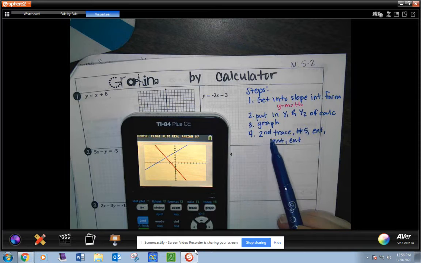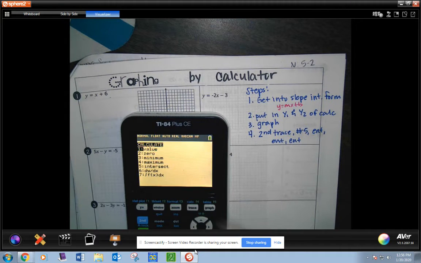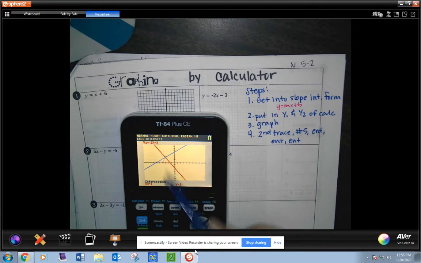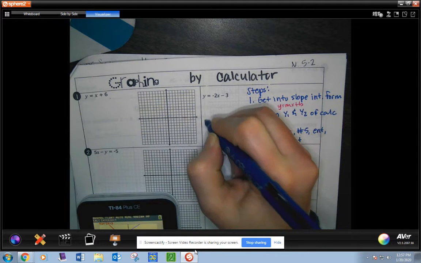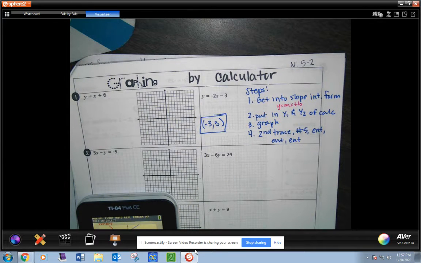Now I'm on step 4, which says to press second, trace, this top fourth button. We want number 5, intersect. You can literally hit the button number 5. Your calculator says first curve, so you hit enter. Second curve, you hit enter. Guess, you hit enter, and it pulls it to the intersection. It says my intersection is negative 3, 3. So I'm going to write negative 3, 3, box it, and I have my answer. I'm done. You don't have to graph.